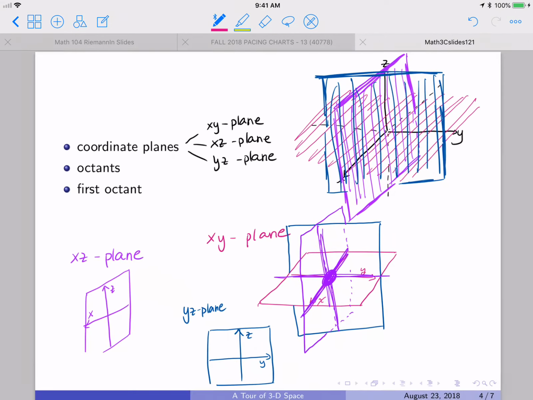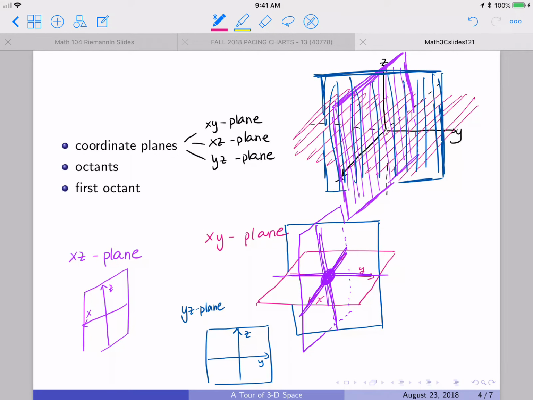Remember that? So all these planes are intersecting, and now we've got 8 octants, and there's only one octant that people refer to. You don't label all 8 because there isn't really a natural way to do that. So you just say the first octant is the octant where X, Y, and Z are all positive. That would correspond to this little cube right here.